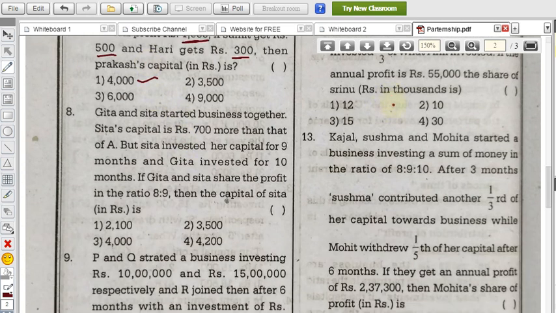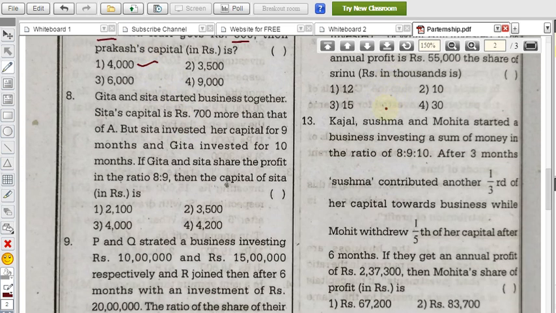Okay. So most of the questions in examinations will be compound partnership only. Simple partnership is easy: you can directly get the ratio and find out.